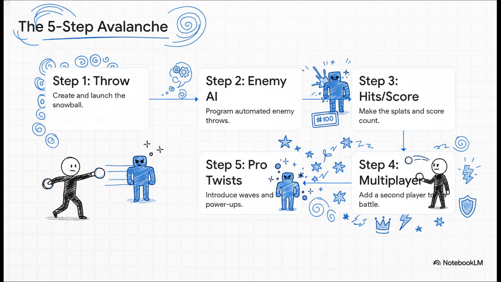They don't call it a list of tasks. No, it's the 5-step coding avalanche. You start with a really simple win, just making your character throw a snowball. Then you add an enemy. Then you make the hits actually count. See how that works? Each layer just builds right on top of the last one, turning this big, complex project into a bunch of small, super satisfying wins.